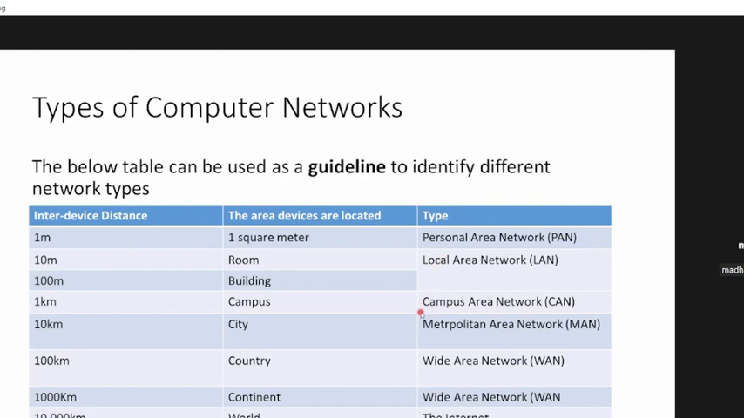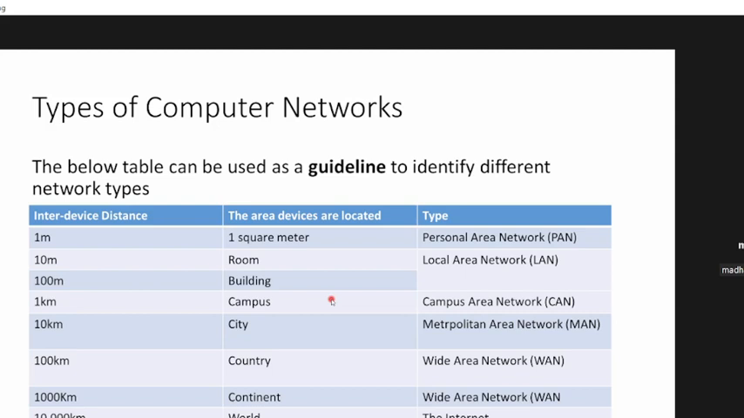For example, the computers in your building or in your office usually come as a LAN, right? If inter-device distances are within the range of 1 kilometer, and the devices are located within a campus. Campus means a large area, but usually belonging to one person, right? One person or one institute is called a campus.